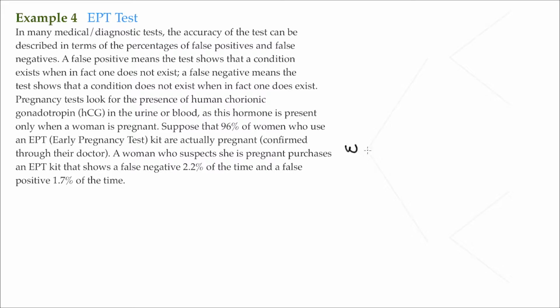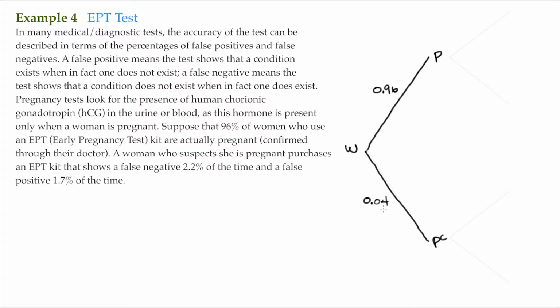So I'm just going to put down W here for woman. And there's two possible outcomes. Either she's actually pregnant, I'll just label that with a P. And of course, that occurs 96% of the time, so we'll label this as 0.96. And the only other outcome is that she's not pregnant. I'm going to label that as P complement, and that's got to be 4% of the time.